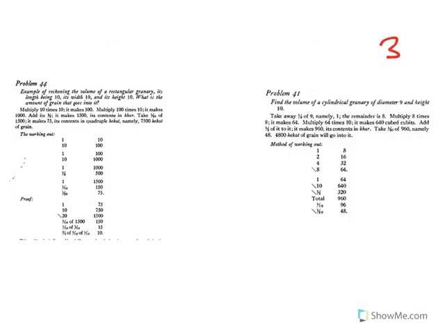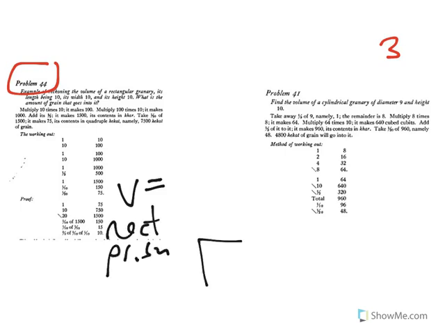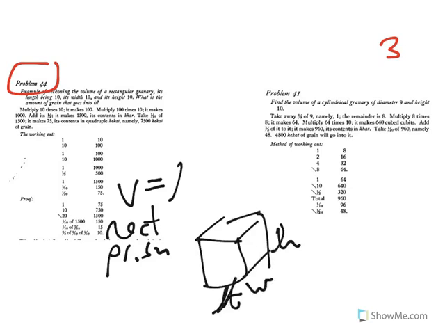The ordering of the questions in the Rhind Papyrus is not the same order that I would put them in, so that's why these jump around. Problem 44 shows that they knew that the volume of a rectangular prism, like a box, was length times width times height.